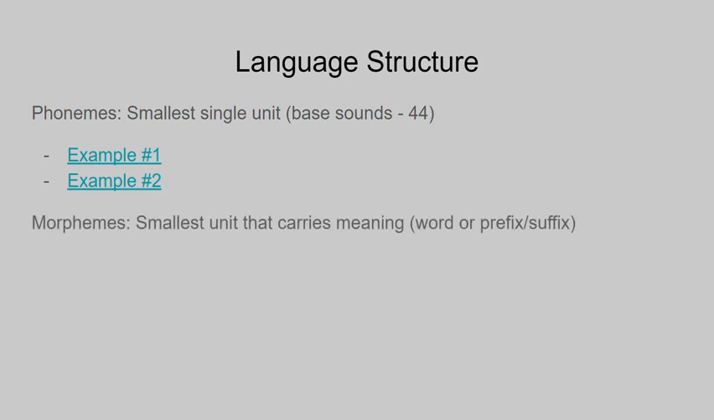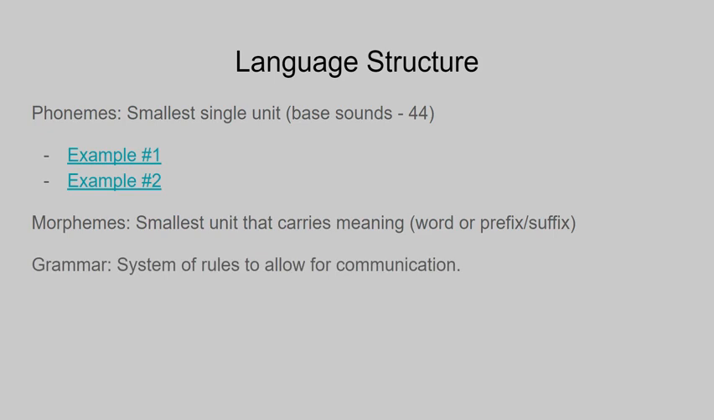Morphemes, these are the smallest units that carry meaning, and these can be base words, or prefixes, suffixes, all that kind of stuff. Okay. There's also a list of those morphemes on Schoology as well.